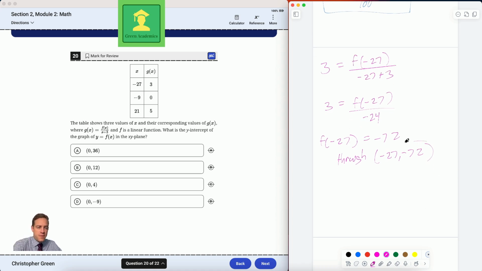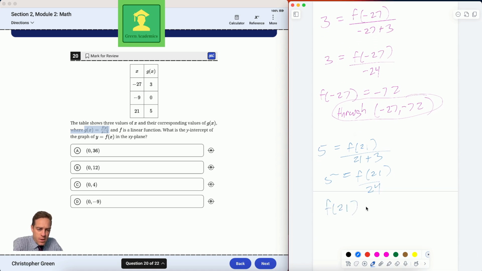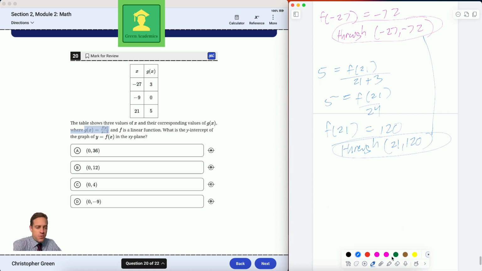And then completely separately from that, so set that aside, I'm going to use the third row. The third row would be 5 is f of 21 over the quantity 21 plus 3, as in 5 is f of 21 over 24. So f of 21 equals 120. So now you know you're talking about going through 21 comma 120. And then it tells you that it's actually linear. So now you're talking about a line that goes through those 2 points.